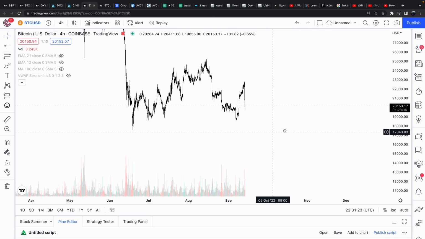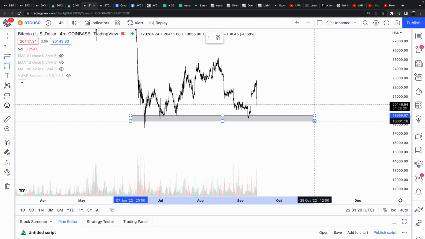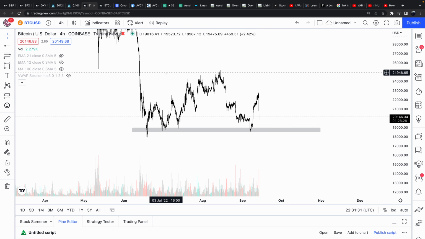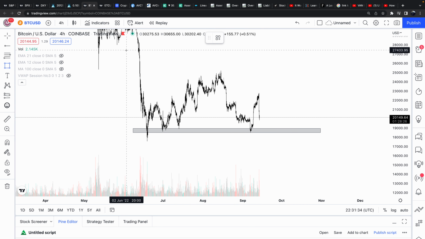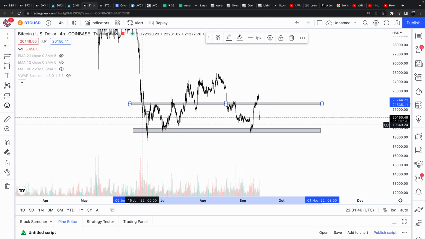Like right now, we're chopping, right? We're getting close to an extreme area. You can even do it like this, just eyeballing it right here. Because that big leg down came down here. Where did it go up? Where's the first up from that down? Right here. That area right here, right? Boom, boom, boom, boom, boom.